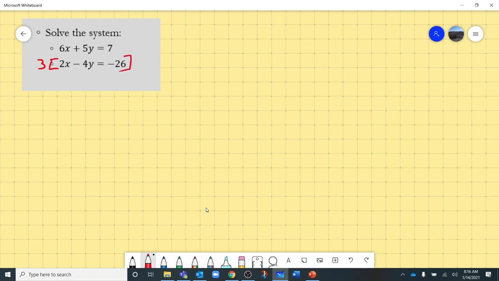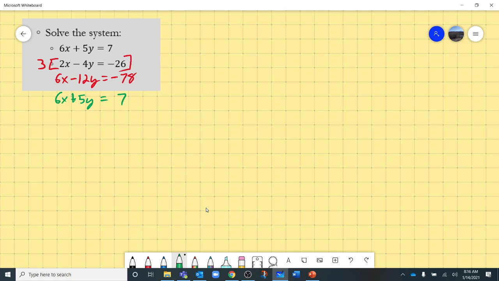3 times 2x is 6x. 3 times 4y is 12y, and we keep our subtraction sign, so negative 12y. And 3 times negative 26 is going to be negative 78. Okay, if you want to use a calculator, I'm again not opposed to that. So we have 6x minus 12y equals negative 78, and we also have 6x plus 5y is equal to 7.